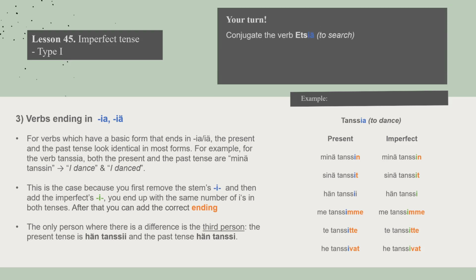Now it's your turn. Try to conjugate the verb etsiä. Minä etsin. Sinä etsit. Hän etsi. Me etsimme. Te etsitte. He etsivät.